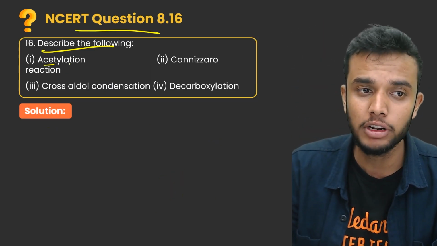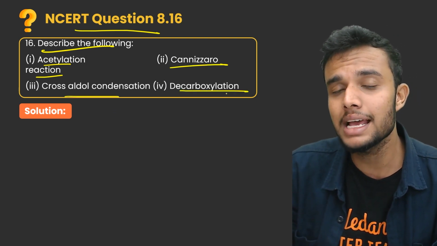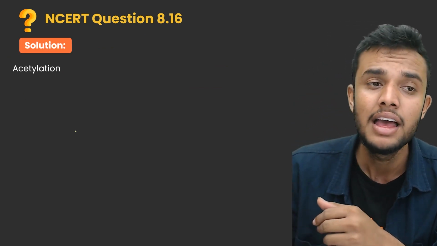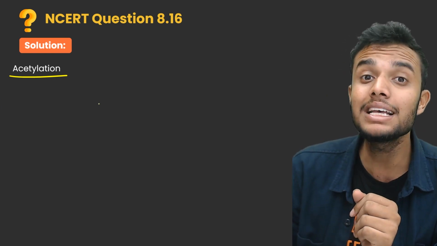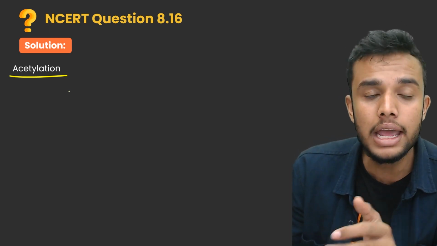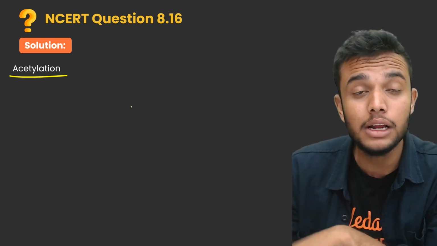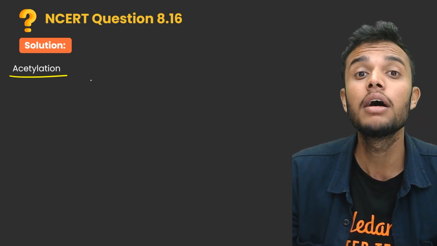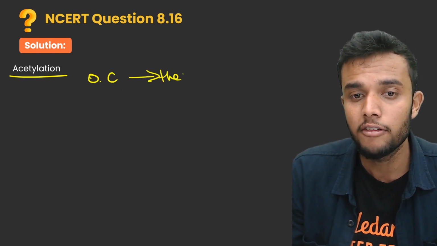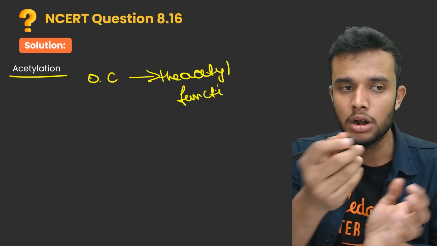Describe the following. First one is acetylation reaction, Cannizzaro reaction, crossed aldol condensation, decarboxylation. Right, students? Come on, let's move on to the first one. Acetylation. What is acetylation? The name itself indicates an acetyl group is added. In an organic compound, the acetyl functional group is introduced. That is called acetylation reaction.